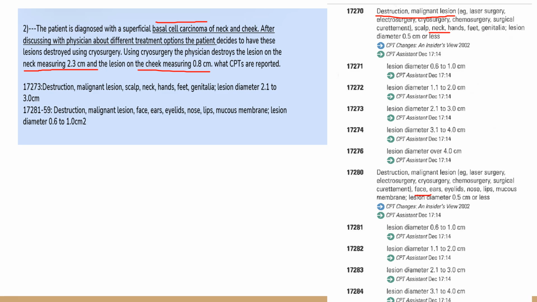And so for the first, the neck is 2.3 centimeters. So I will require the code 17273, because here it covers that lesion diameter. And the second code is for the cheek, and the diameter is 0.8. So I will require the code 17281. So I'm going to write these two codes, and I will require a 59 modifier to tell that these were two different lesions.